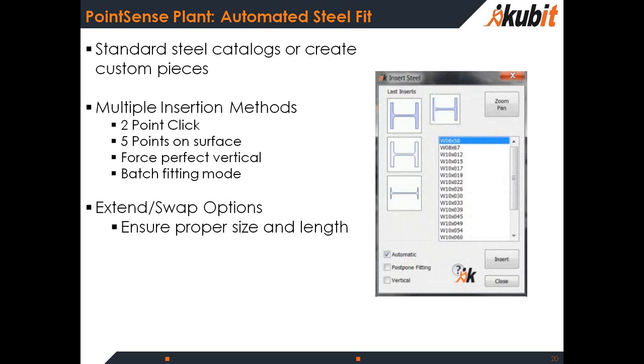We added extend and swap options. The extend option lets the user take the original piece that was pattern recognized in the point cloud and stretch it to its true extents. We'll show that in the demo, but it's a nice way to get the right shape and size there. And we also have the ability to swap. What that means is if you inserted a certain member and you see that that's not the right piece, you can swap it with any other piece in the catalog. This is to ensure that the user doesn't necessarily have to know the exact size of the steel. You can always swap it later and change that piece out.